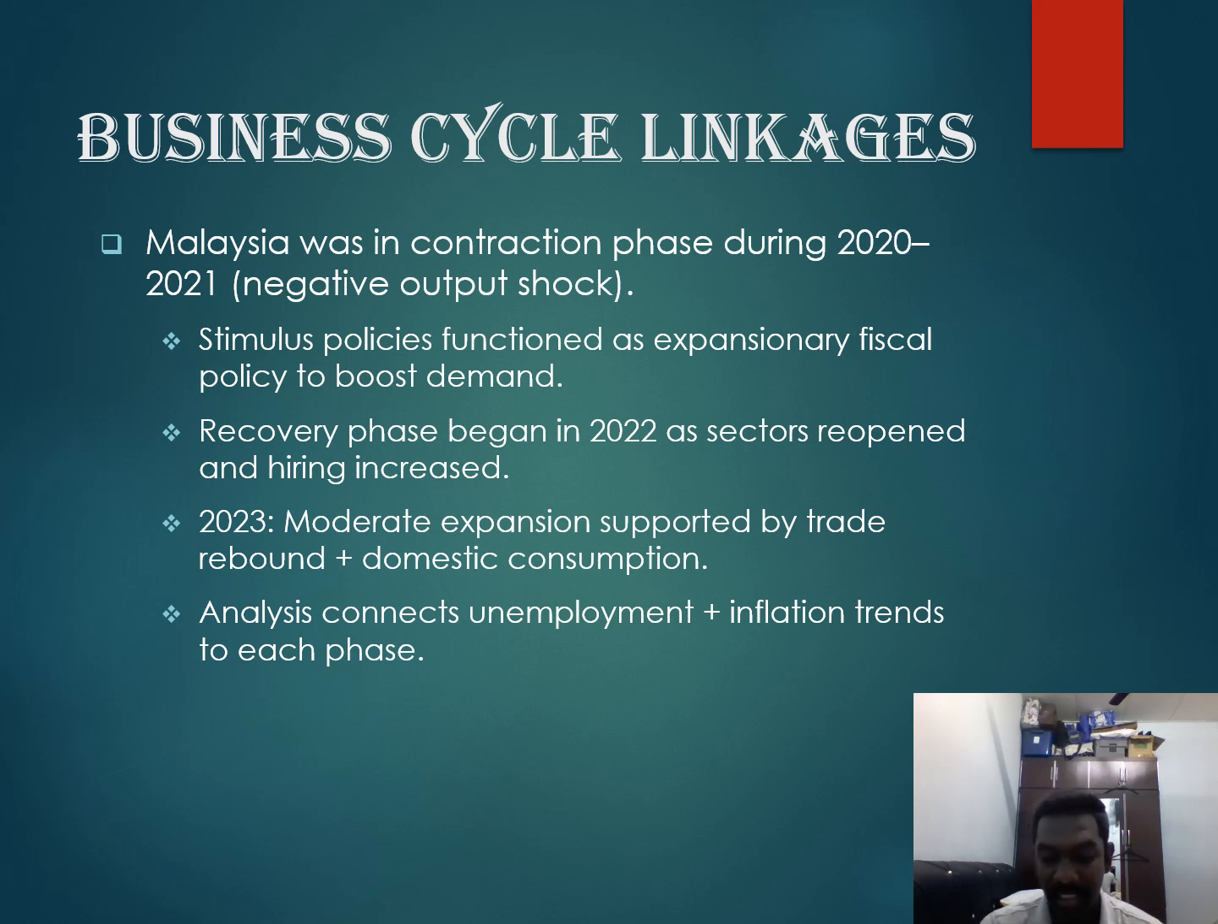Borders reopened, vaccination rates increased, and economic activities resumed. Consumer spending improved and unemployment dropped. Next will be the 2023 expansion phase. Exports recovered, mostly driven by manufacturing strength, and domestic consumption increased. Tourism rebounded strongly, contributing to GDP. Government stimulus acted as an expansionary fiscal policy, pushing the economy into recovery faster than we expected.